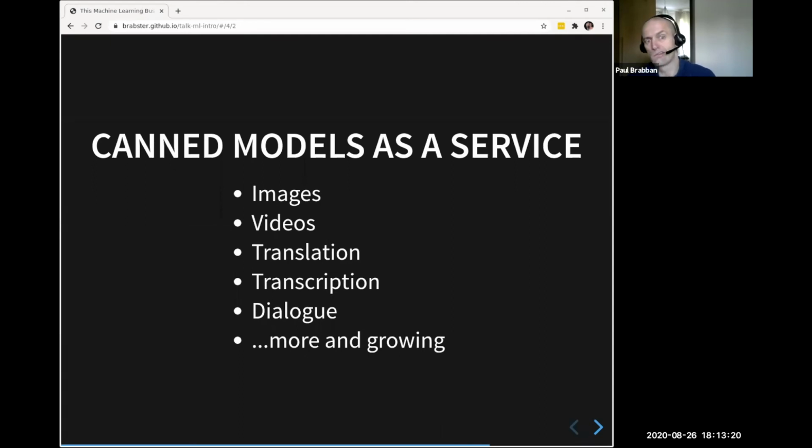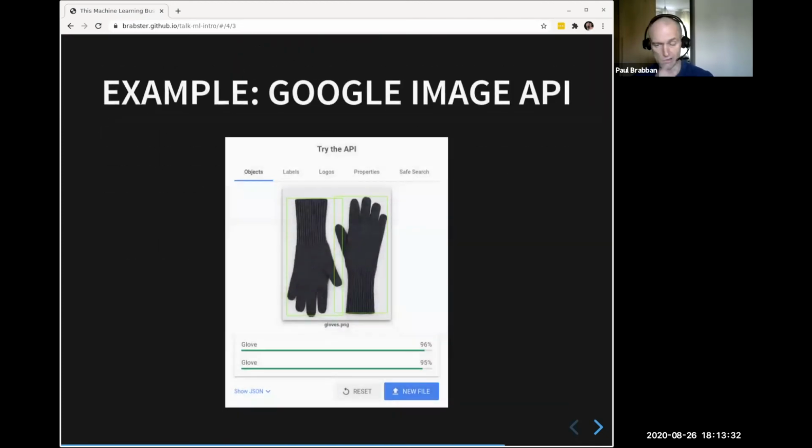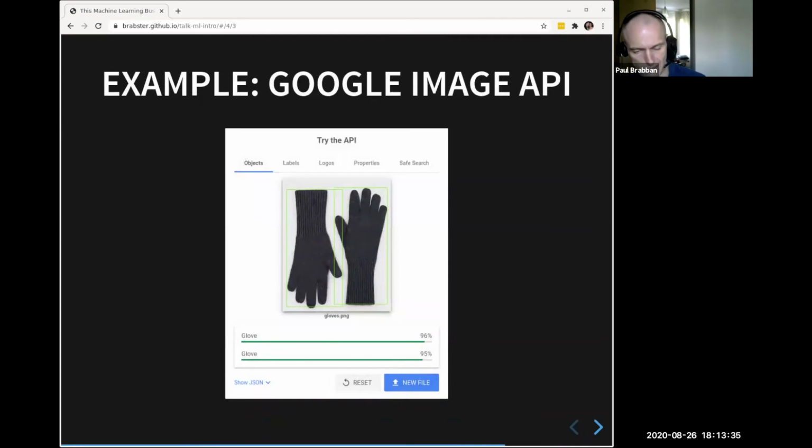So all these things are available as APIs. They're available to an existing product that you have. You can just call out to them and say, tell me about this particular thing that you want them to do. So you can introduce machine learning to your products without having to actually build your own models.